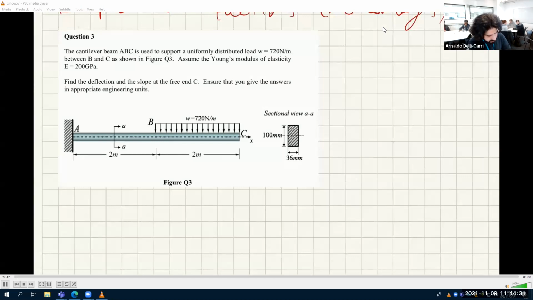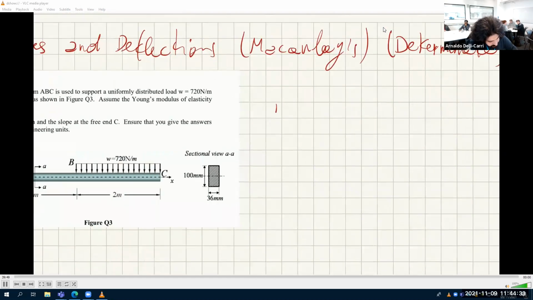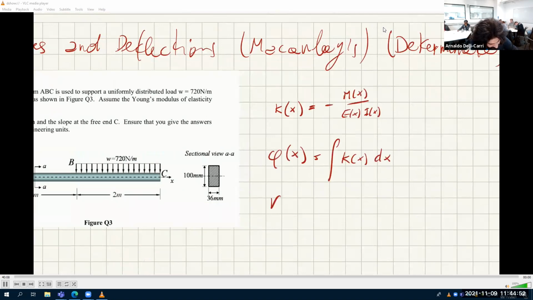Remember, the equations are, first, you calculate kappa, and kappa is minus M of x over E of x times I of x. Then to find the slope, you integrate kappa. And then to find the deflection, you integrate the slope. These are the equations, basically. And so let's crack this.